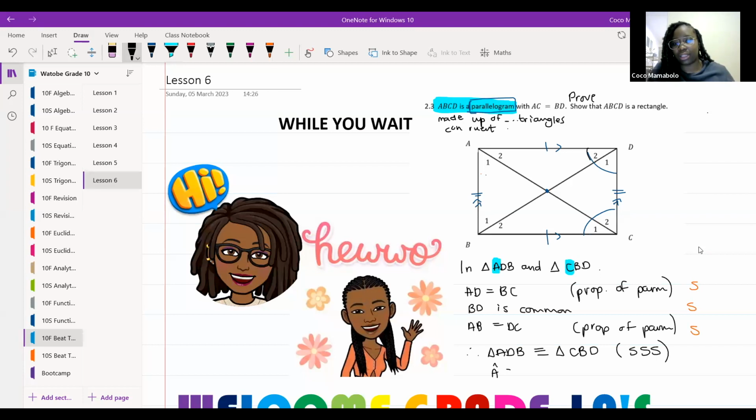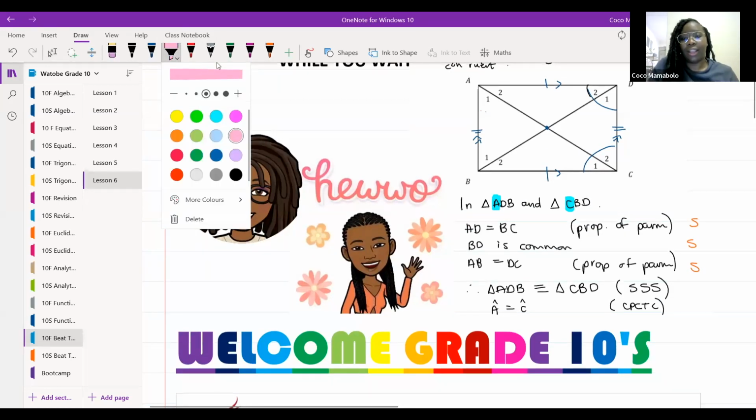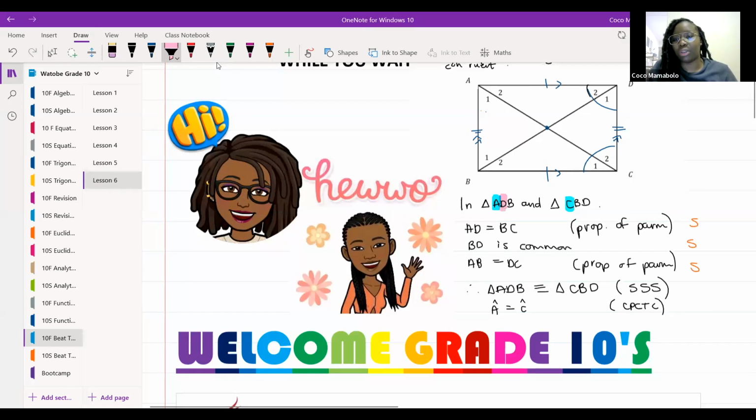We can say angle A is equal to angle C, right? And it's because of the congruent triangles that we've just proved above. So you can say congruent triangles, or we can say CPCTC, corresponding parts of congruent triangles are congruent. I can also say that angle D is equal to angle B. Good, that's it. Oratilwe, Retsepile, Amy, Caitlin, you guys are doing a great job.